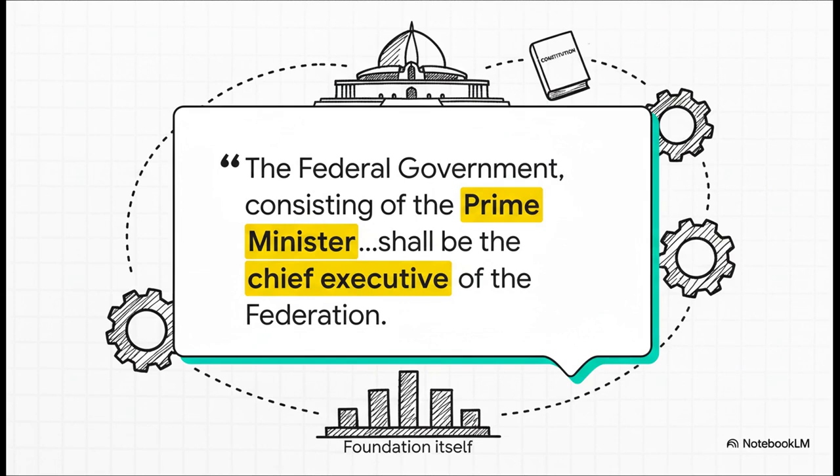This one line, right from Pakistan's constitution, basically defines the entire power structure. It sets up a federal government and, crucially, names the prime minister as the chief executive. Seriously, this one sentence is the key to understanding everything else that follows.